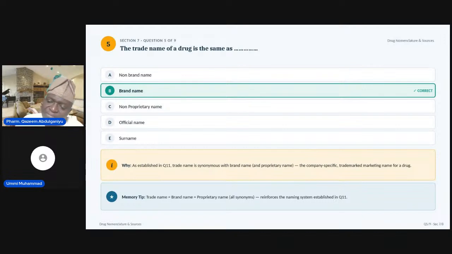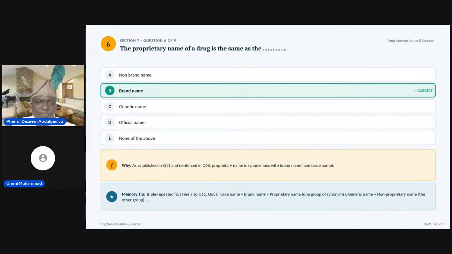So if you have Augmentin, for example, that is the brand name and that's the trade name. But that same Augmentin by another company is amoxiclav. That same Augmentin by another company is Fleming, and it goes on and on. So that's the trade name and that's the brand name. All of them have the same non-proprietary name, which is amoxicillin clavulanic acid.